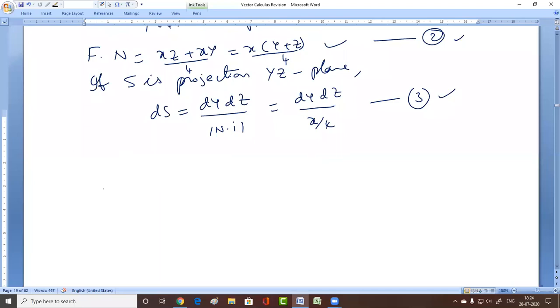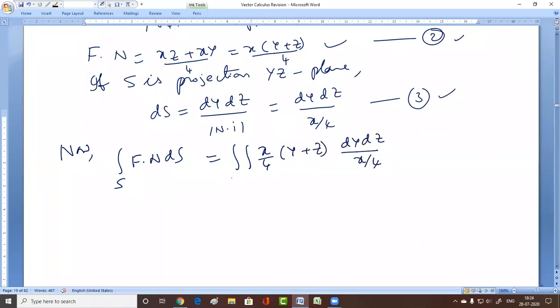Integral f dot n ds over the surface S is nothing but the double integral of f dot n, which is known: x by 4 into y plus z, and ds equals dy dz by x by 4. Now limits. Here we are integrating with respect to y and z only. Here x by 4 cancels. Now what about the y limits and the z limits? The z limits are directly given.